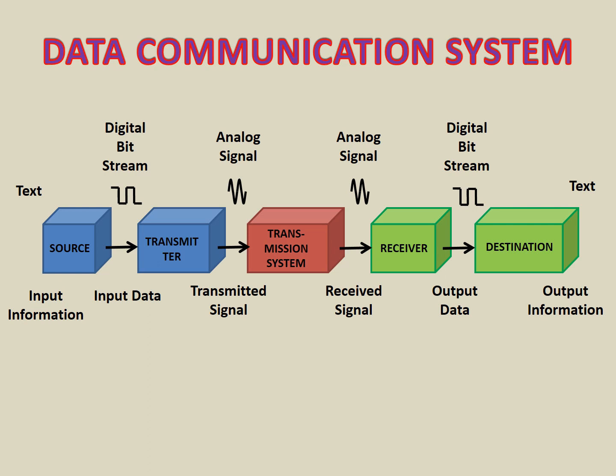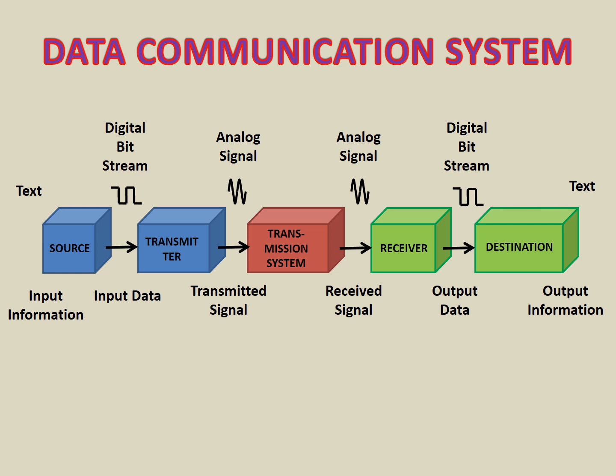This block diagram represents the digital communication system in a very simple way, and this may be known as a data communication system. We show this data communication system having 5 blocks: source, transmitter, transmission system, receiver, and destination.